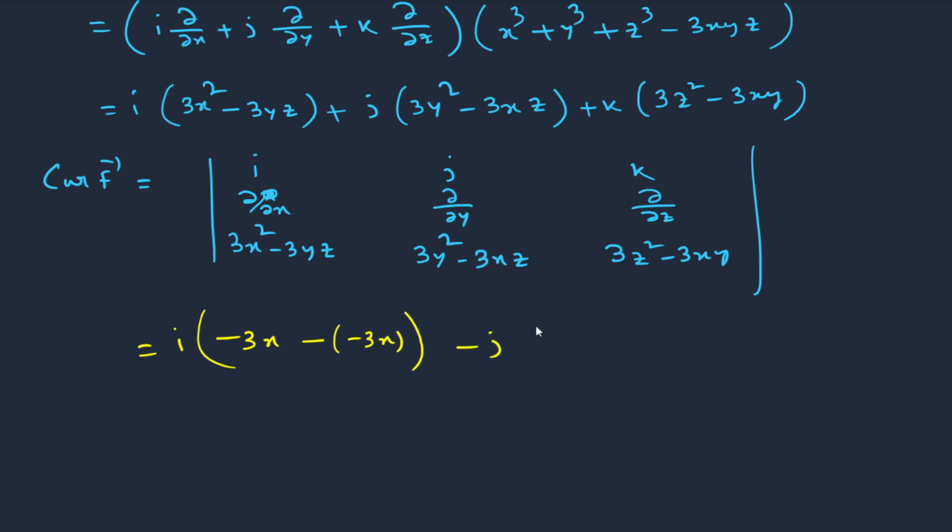Okay, then minus j into the same process. So now ∂/∂x of this, you'll get −3y, minus ∂/∂z of this, you'll get −3y, and then k into, this row, this column vanish. So you'll get −3z minus of −3z. So you see all the terms will cancel out. Everything will be cancelled out. So what we'll get? Again the answer is what? 0 bar.